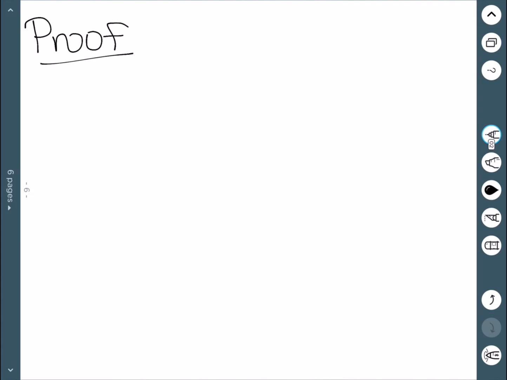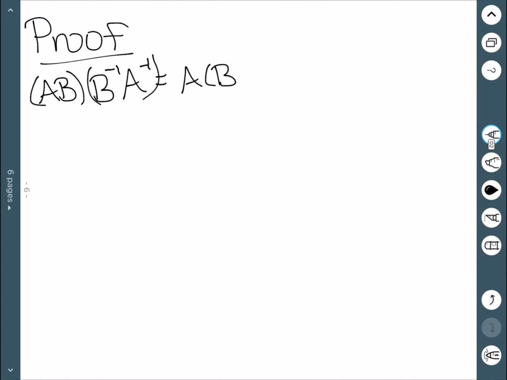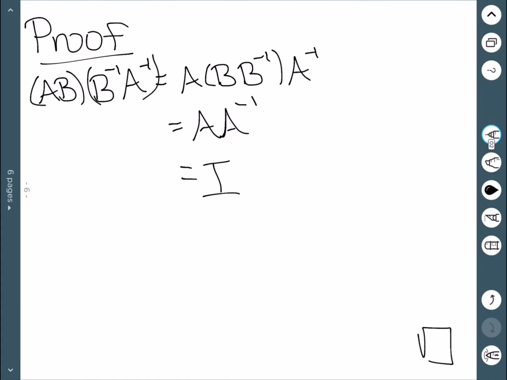And we will prove this by multiplying AB times what we're claiming to be the inverse. Well, moving parentheses around then gives me A, B, B inverse times A inverse. We know this center is the identity, so that leaves me with A A inverse, which we also know is the identity. Since I multiplied them and I got the identity, they are inverses.